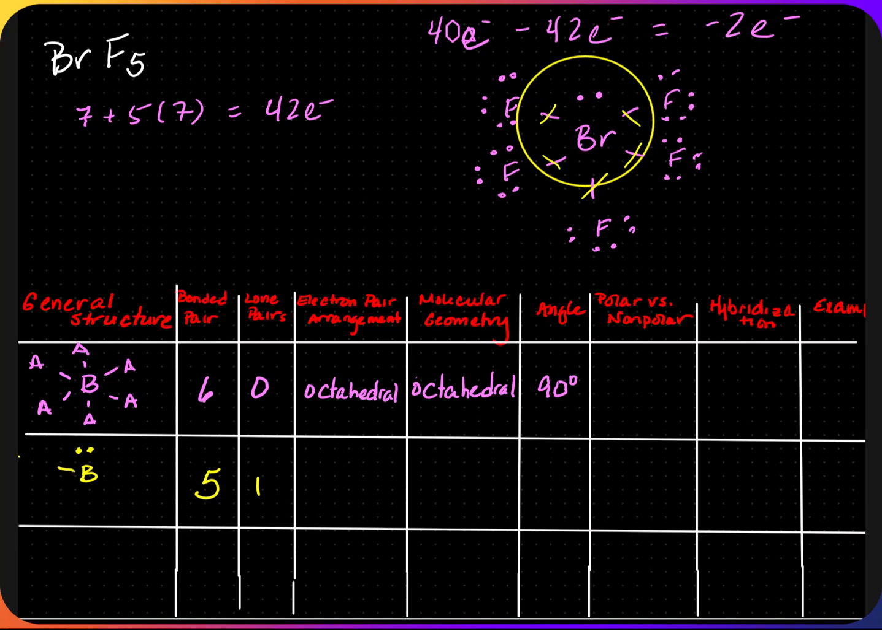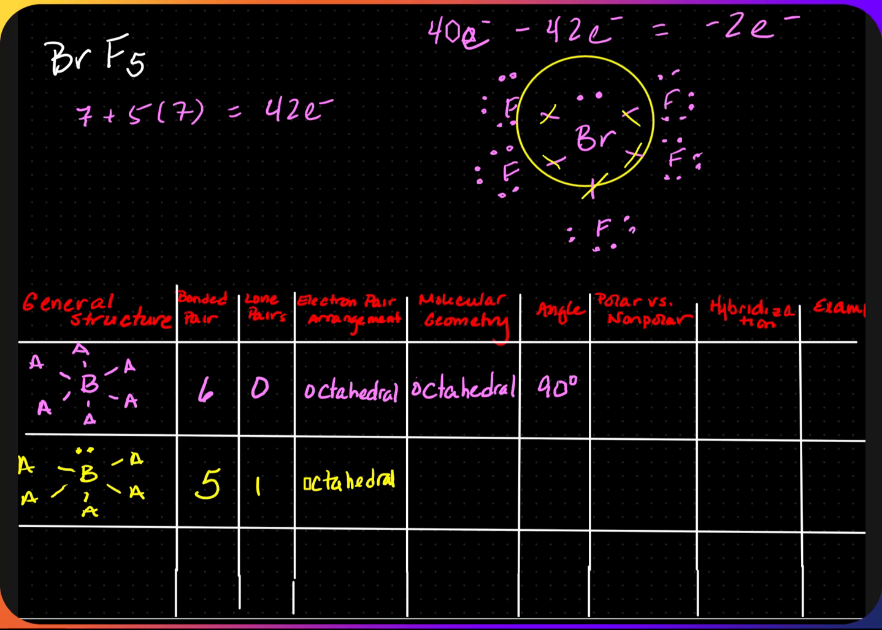The general structure is the central atom will have a lone pair and then it will have 5 elements on the outside, and they could be any elements. They could be the same or they could be different. Since 5 plus 1 equals 6, my electron pair arrangement is also octahedral. Remember, this is not accounting for lone pairs.